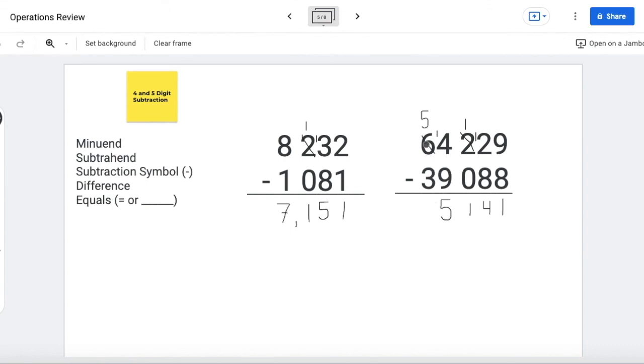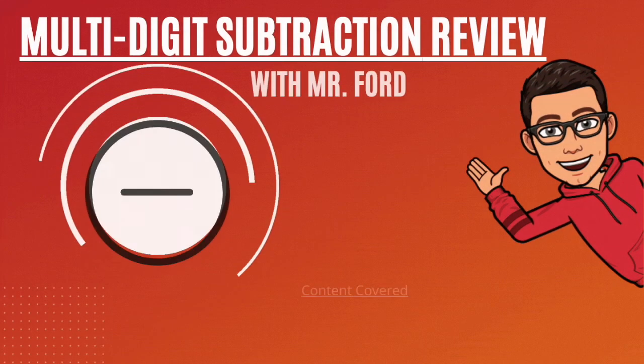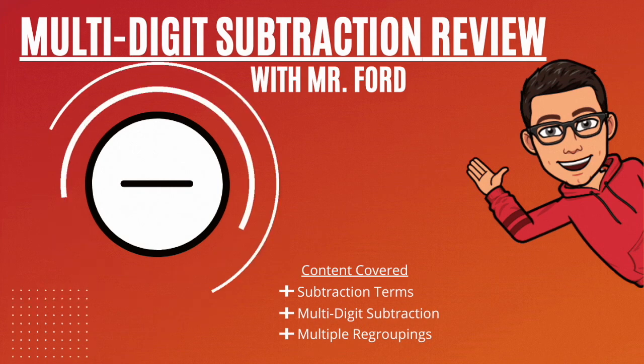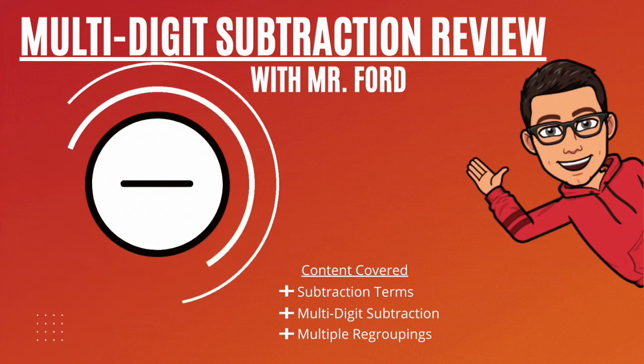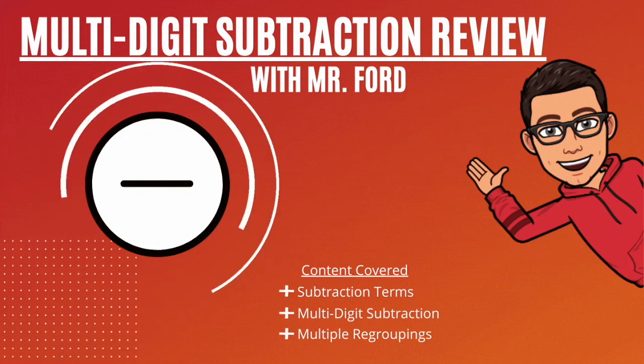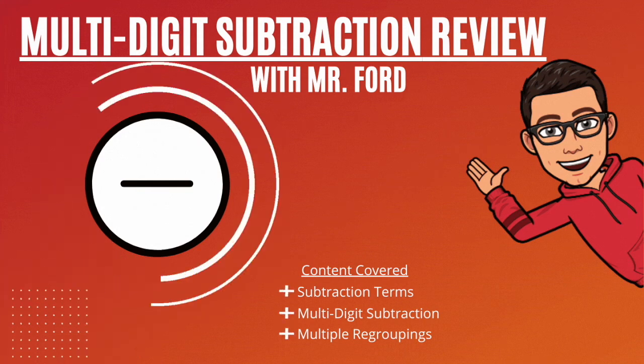And we're left with our last place value. 5 subtract 3 is 2, for a difference of 25,141. I'm Mr. Ford, and this has been Multi-Digit Subtraction Review. Content covered in this video includes subtraction terms, multi-digit subtraction, and multi-digit subtraction with multiple regroupings.